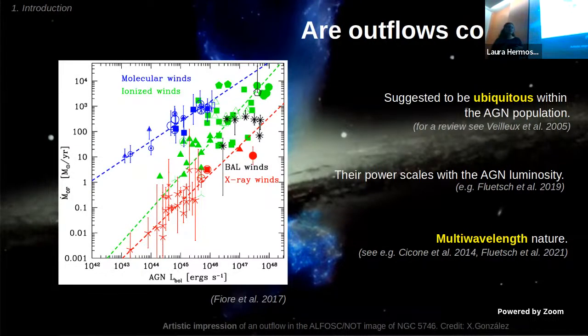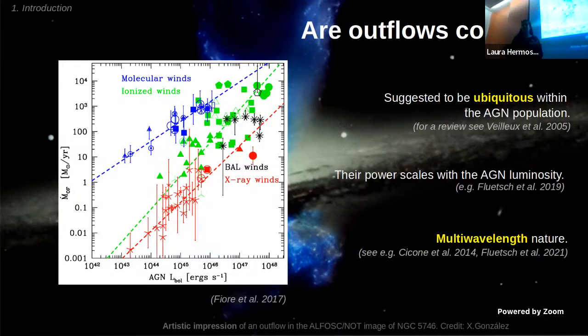Some relations started to appear, like this one, in which, depending on the gas tracer you are using, we found different relations, but all of them agreed that the larger the luminosity, the stronger the outflow. So there seems to be a relation there, so that in the low luminosity end of the AGN family, the outflows are expected to be fainter.